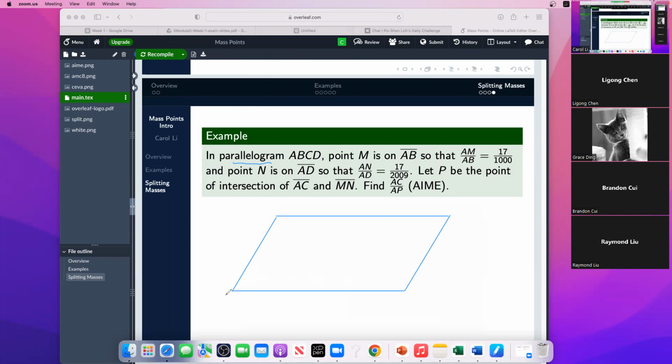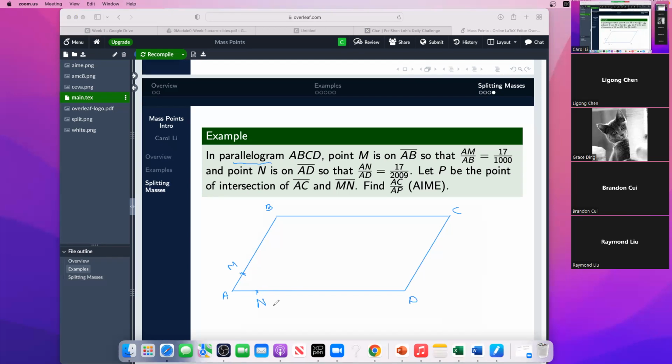Okay, so A, B, C, D. M is on AB such that AB is 17 to 1000. So it's like that.